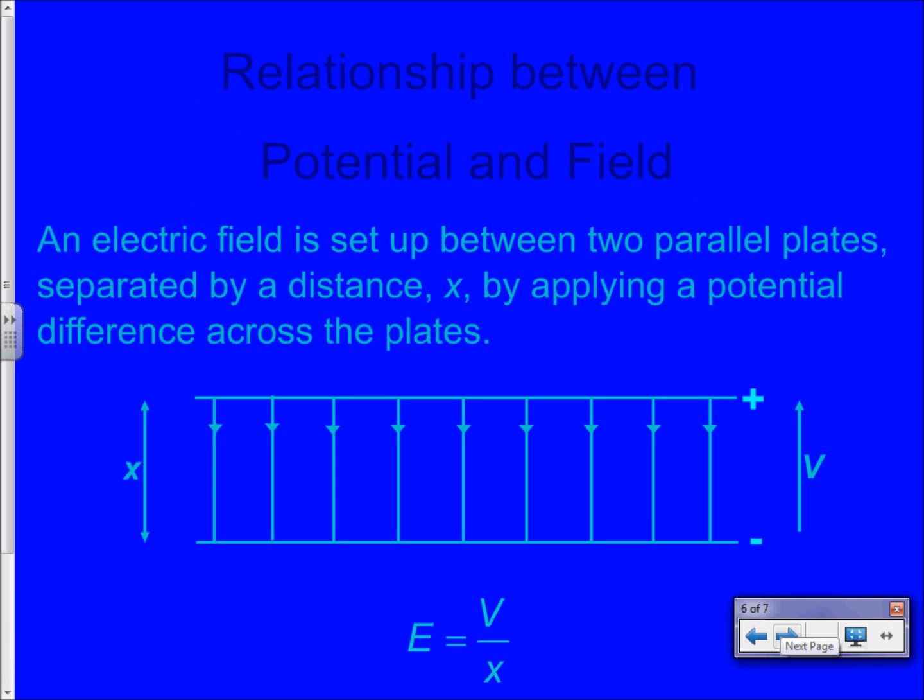The relationship between potential and electric field strength. A formula from last year, you might have known it as E equals V over D. But basically, if you put a potential difference across these plates and you know the separation of the plates X, then the electric field strength is given by the formula V over X. And the units are going to be volts per meter, which are equivalent to newtons per coulomb.